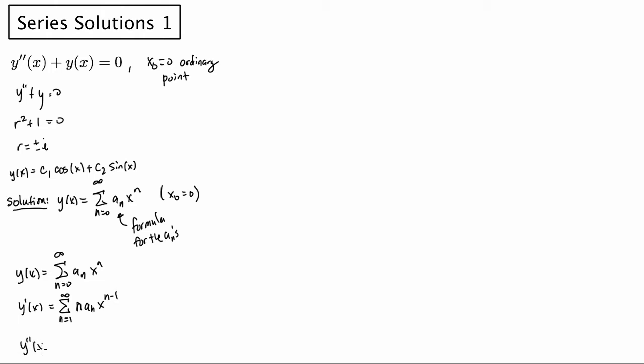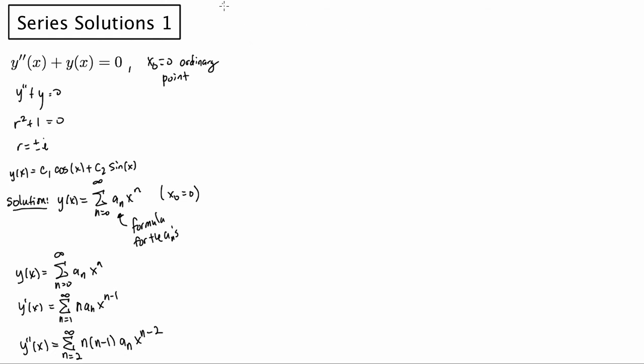Similarly, y double prime is the sum where n starts at 2 now. We lose another term. Go to infinity, and we bring another power down. And so there are the pieces that I need. So this is always the first step when you do the series solution method. You assume that it's a power series expanded about an ordinary point, in this case. We will expand around singular points later. And then you have y prime and y double prime that you have to create here.